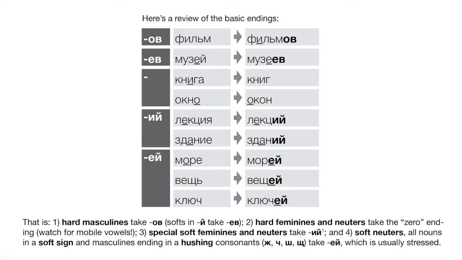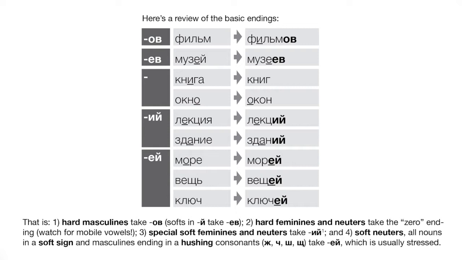Right, here are the endings that we see. So ov is going to be the basic ending for hard masculine. So film becomes filmov. We have this yev ending, which is actually somewhat unusual. It's really just for soft masculines ending in ikratkaye, so muziev, for example. Then we have the zero ending, for hard feminines and hard neuters especially. Kniga, knig, okno, oken. Remember that soft feminines would also tend to take the zero ending.